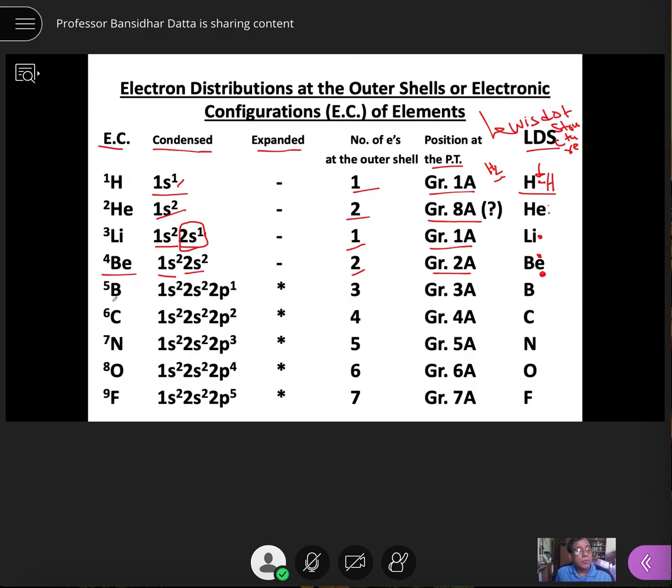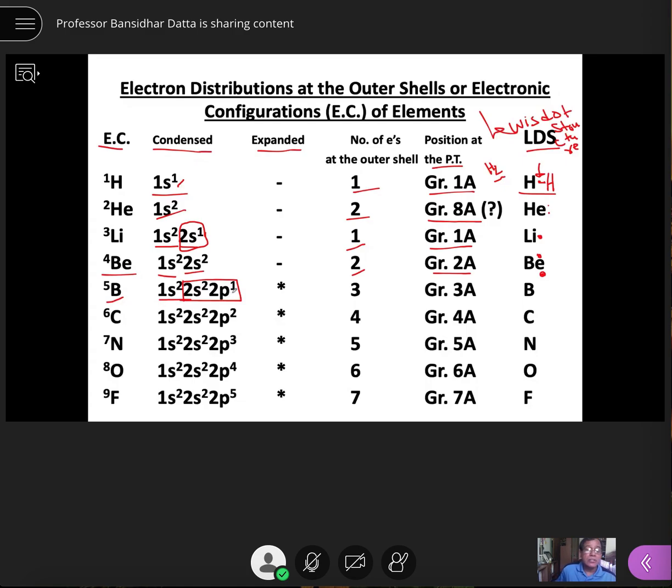Boron, atomic number 5. So 5 electrons and 5 protons inside the nucleus. They're holding those 5 electrons, and those electrons are distributed 1s2, 2s2, and 2p1. So the outermost shell is the second shell, and it has s and p. S is filled up with 2, and p has only 1 because you have only 1 electron.